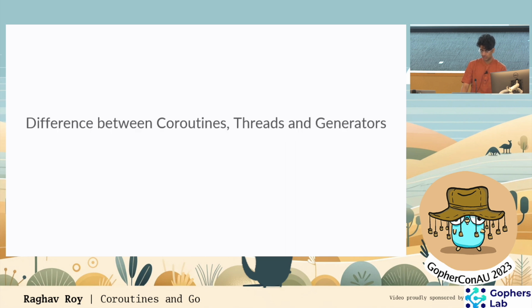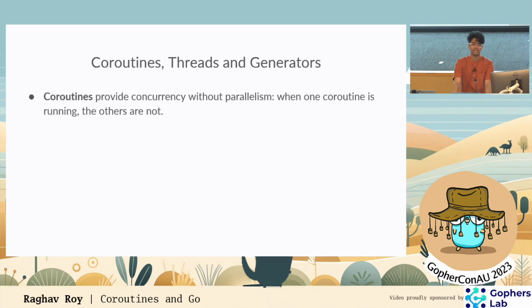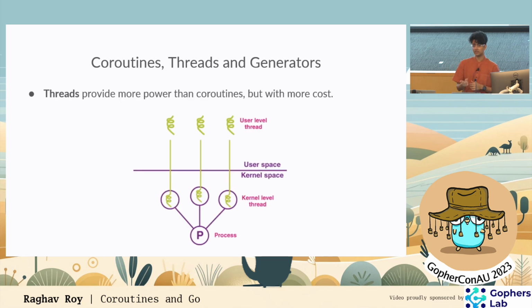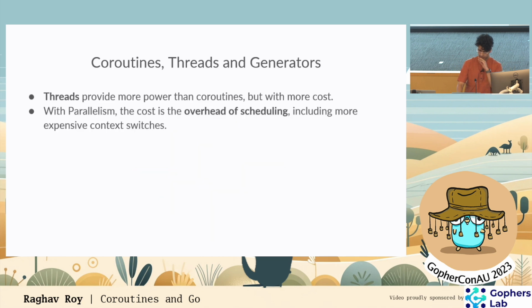So yeah, we talked about coroutines, threads and generators, and they all start looking alike, so let's try to differentiate them a little bit. Coroutines, like I've already mentioned, provide concurrency without parallelism. So when one coroutine is running, the others aren't. Threads, on the other hand, are much more powerful than a coroutine, but they come with more cost, and that's because they have parallelism built in.